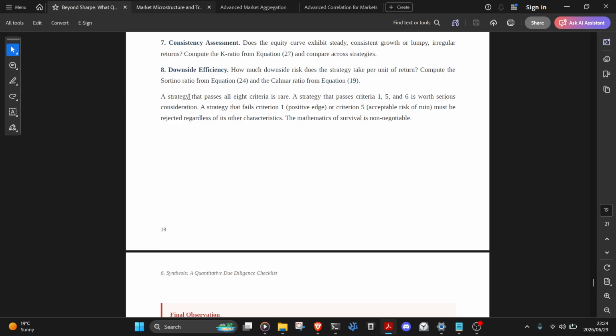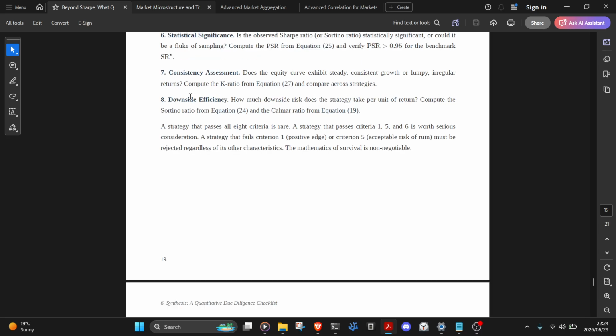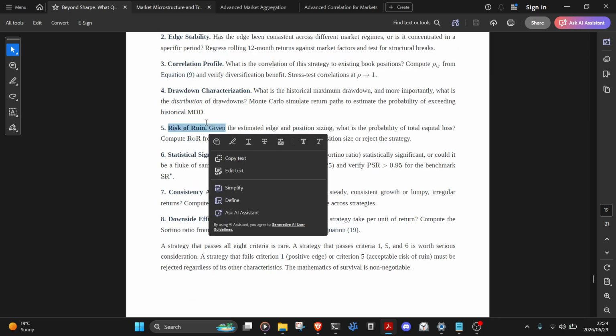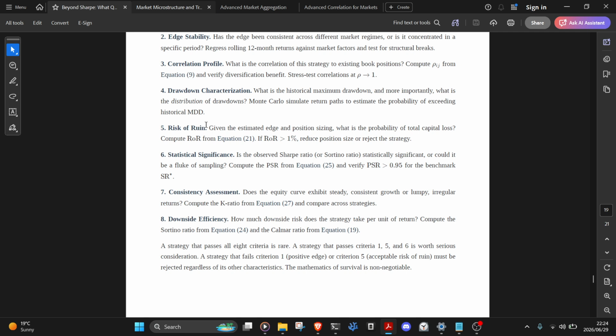A strategy that fails criterion 1, positive edge, or criterion 5, acceptable risk of ruin, must be rejected regardless of its characteristics. So if your strategy doesn't have a positive edge, or it has a very implausible risk of ruin, throw it away. I don't care how sophisticated your machine learning, deep learning model is. I don't care how many hours of GPU compute you use to train the model. It will fail drastically. Okay.